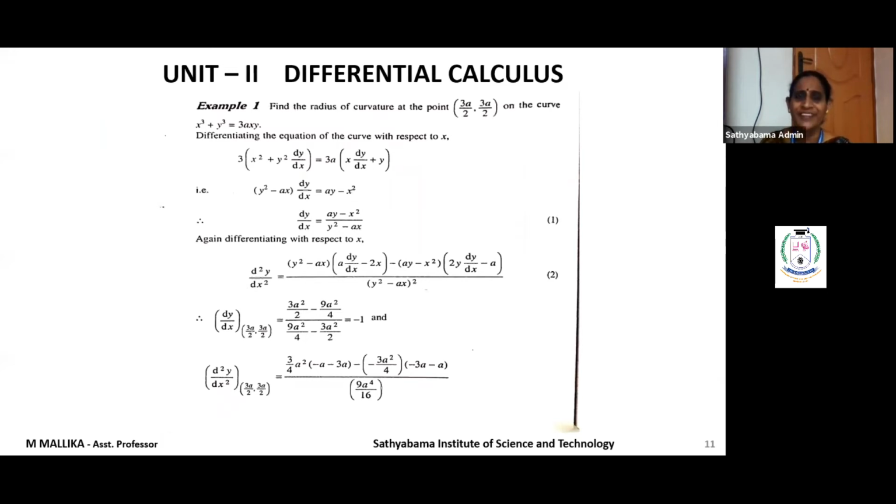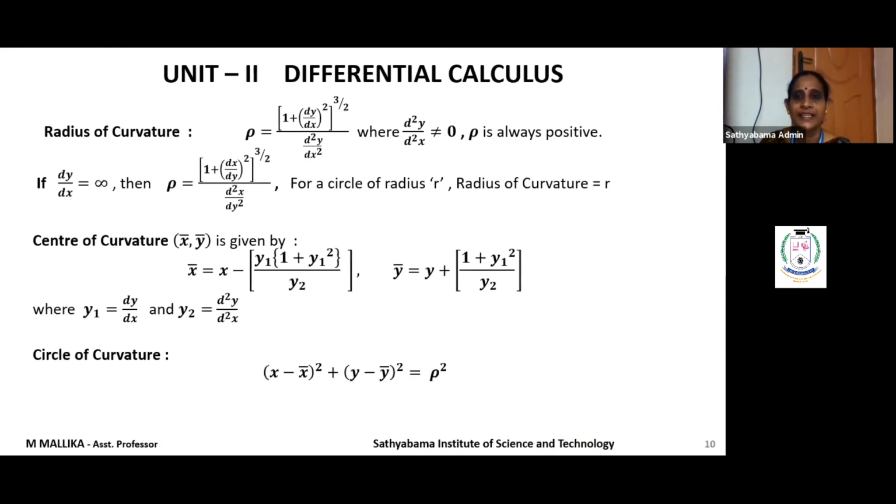So whenever you are asked to find out the radius of curvature for any curve, what you should do is find out dy by dx, d square y by dx square, and if any point is given, substitute that point, simplify dy by dx or d square y by dx square, and then use the formula and get the radius of curvature. Similarly, when any curve is given, you can also find out the center of curvature by using the formula for x bar and y bar after finding dy by dx and d square y by dx square.